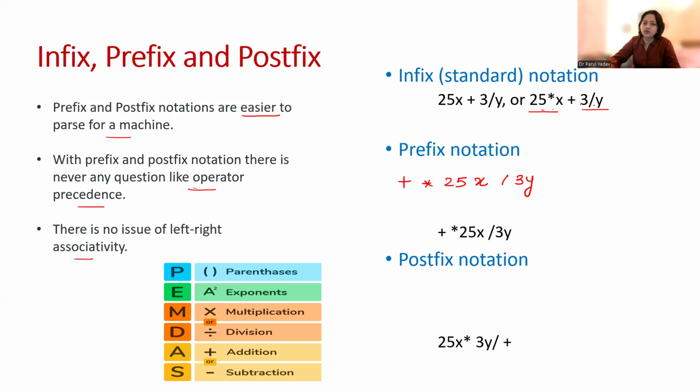Now in postfix, what you will do, you will write 25, then x, and then multiplication. And for this, you will write 3, y, and division. And on these two terms, you need to apply plus, right? So I hope this is clear to everyone.